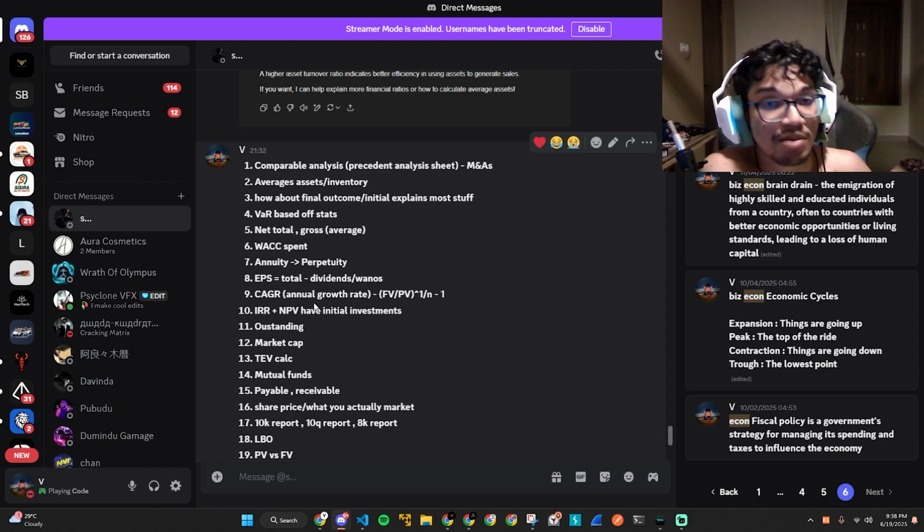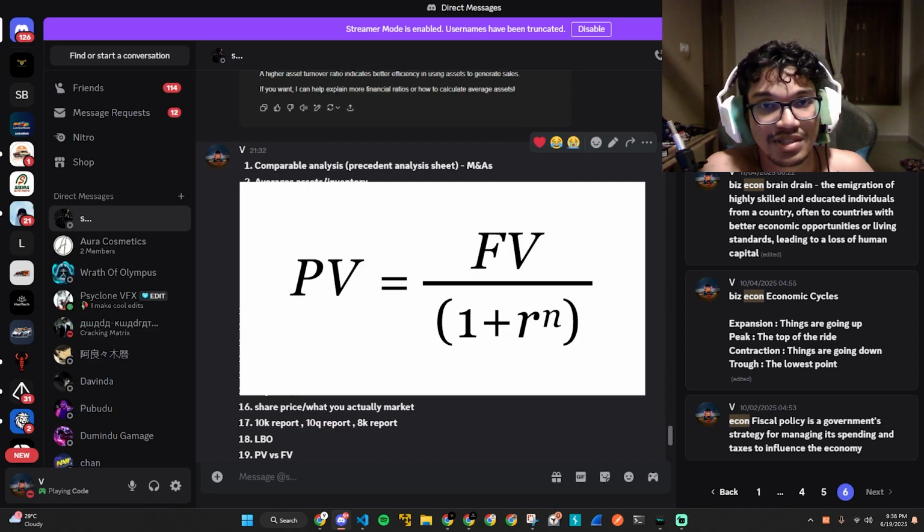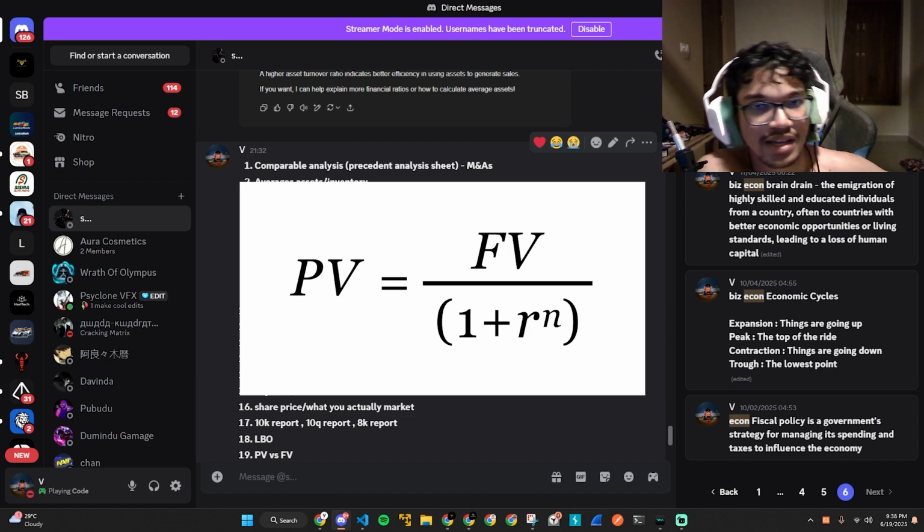The first one is predominant, I don't know how to pronounce it, but basically the discounted cash flow, the future value, the present value. Of course, the future value is calculated as the present value times 1 plus r times n, but then the present value is quite the opposite.